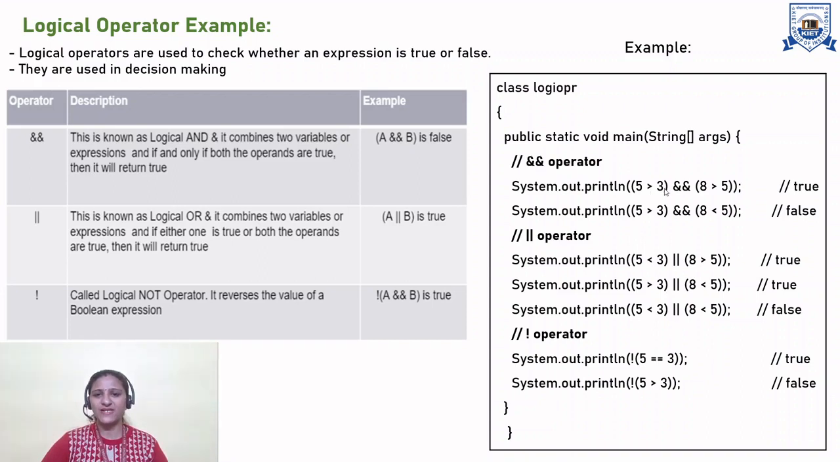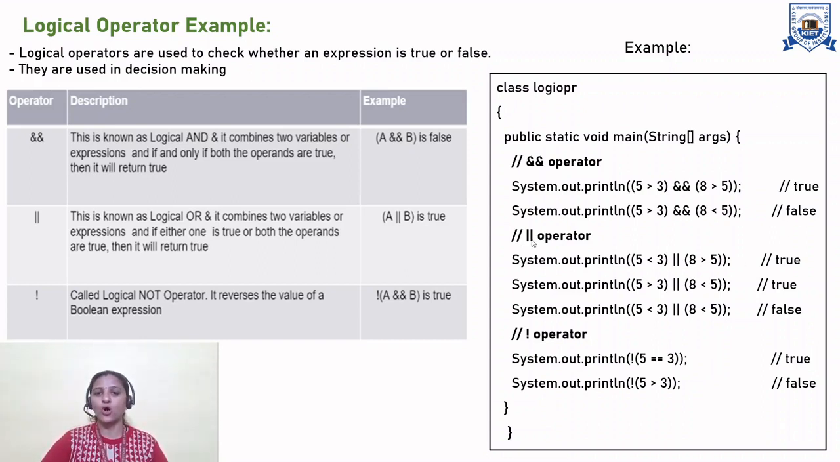So 5 greater than 3 && 8 greater than 5. Yes, 5 is greater than 3 and 8 is greater than 5. Both are true, then the output will be true. In this case, 5 greater than 3 and 8 less than 5. Here one expression is true, 5 is greater than 3, but 8 is not less than 5. One expression becomes false, so the answer will return a false value.